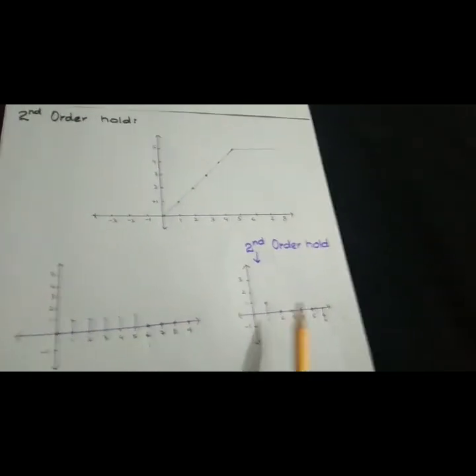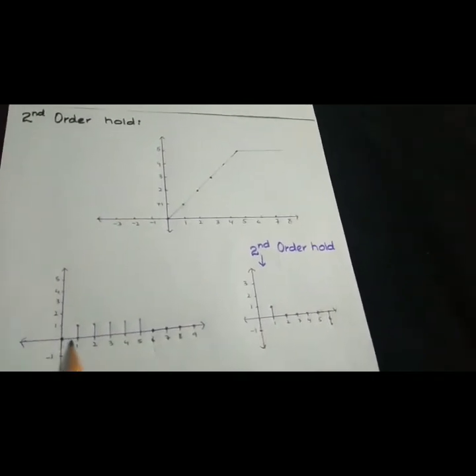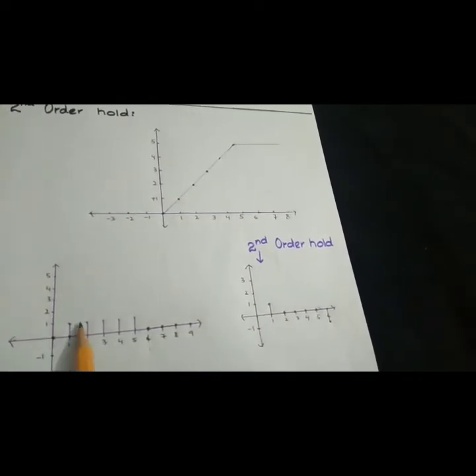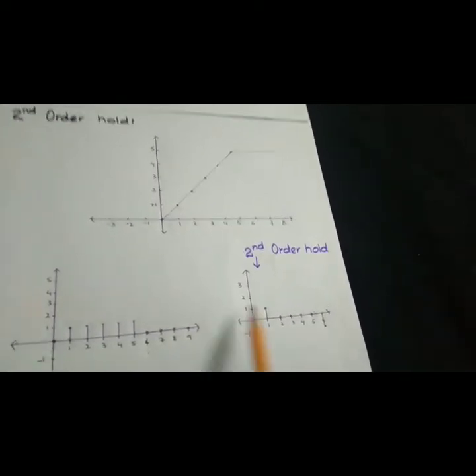How do we take the derivative? In the same way, we will take the difference. For example, for this point, we will take the difference between this point and this point, which means 1 minus 0, which is equal to 1.